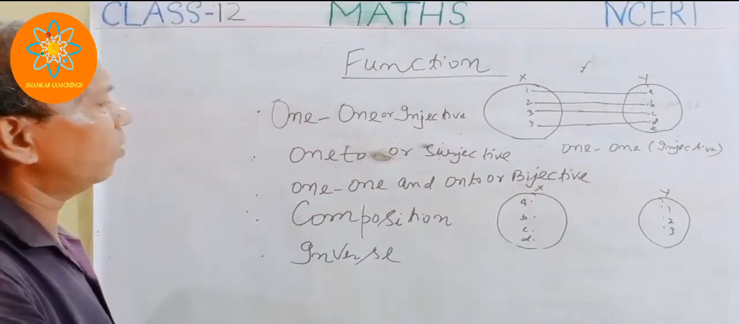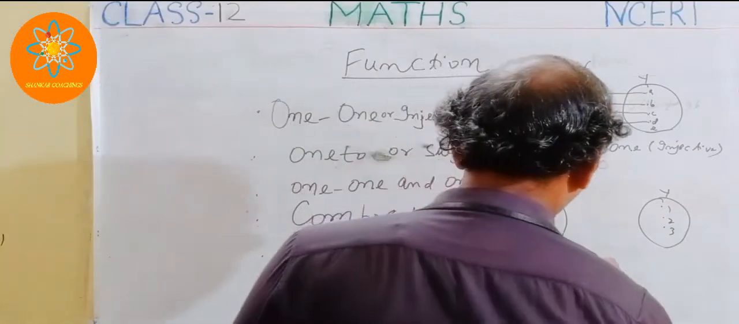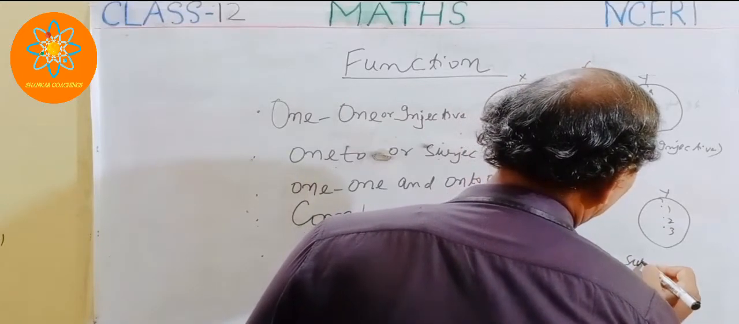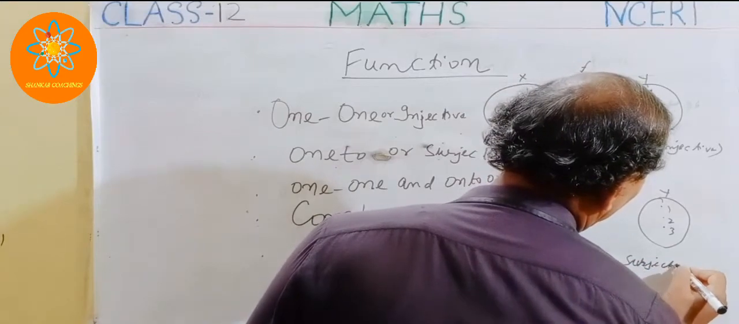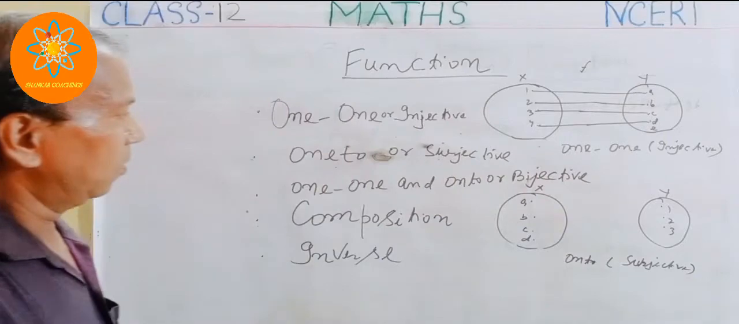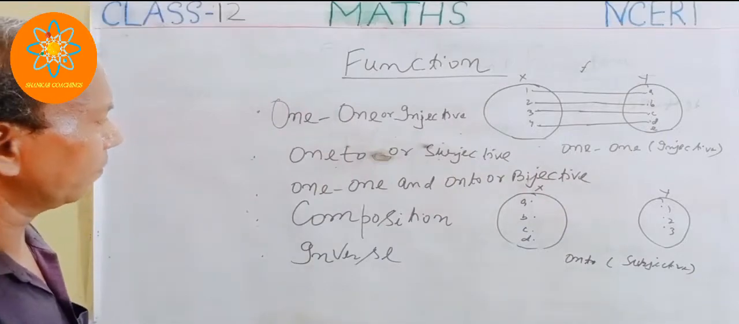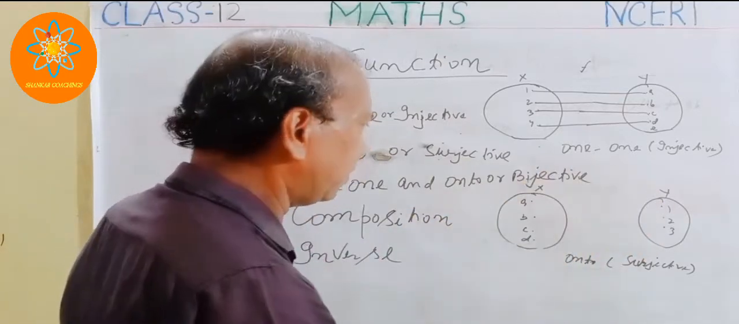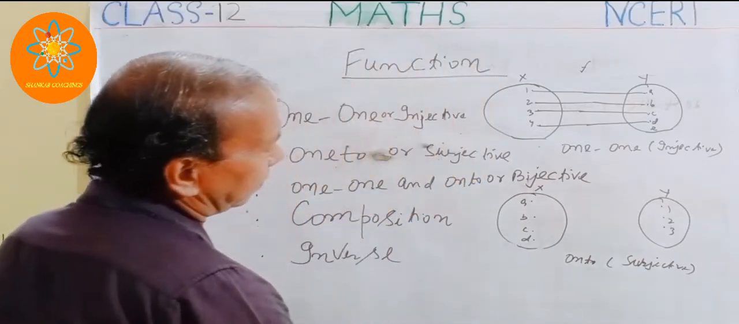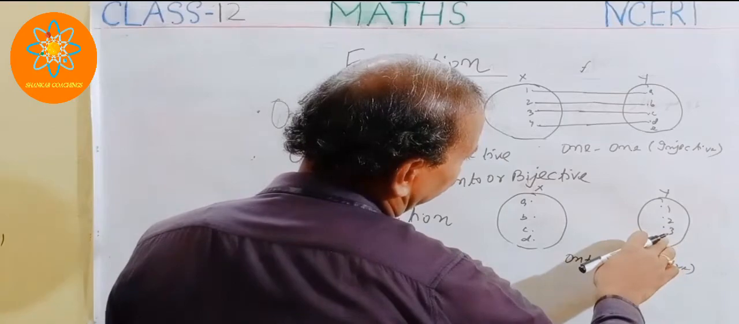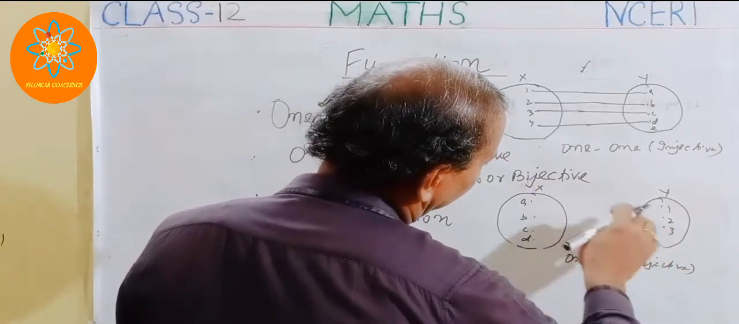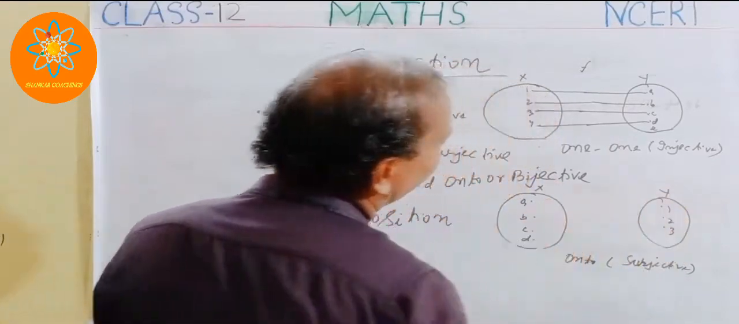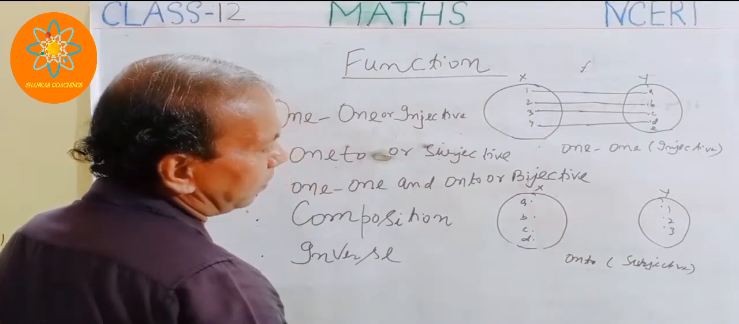Now I want to define what is onto, or surjective. In this case, always remember every element of X is related to Y because it is a function. And another thing is that no element will be left here. Means every element of Y must be related to an element of X. No element will be left.